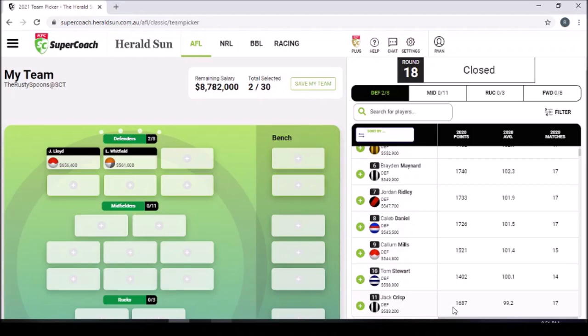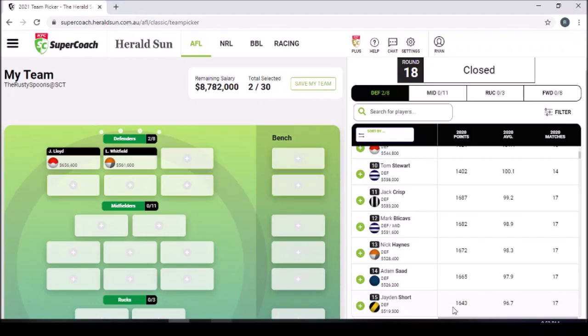Daniel Rioli, he's always a consistent scorer. Mills at 544, and Tommy Stewart, he's another bloke that I really like as well at 538. But for me, I'll probably look to get another bloke in at D3. I don't even know how much he's going to cost. I'm guessing around the 450 mark, and you'll see who that is in a minute.